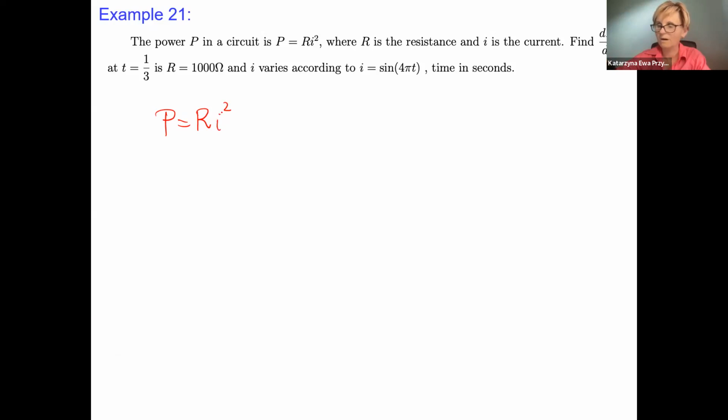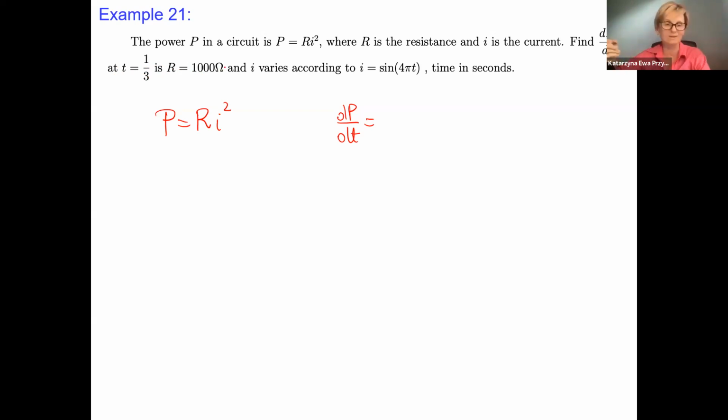Where R is the resistance and I is a current. Find the derivative of P with respect to time. That's when we have to differentiate P with respect to time, at the moment when time t is 1/3, and the resistance is 1000 ohms.